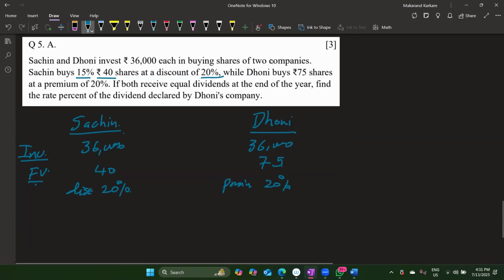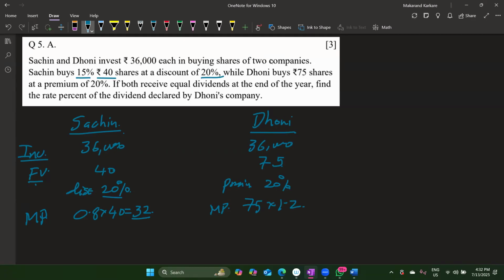So can we get the market price from that? Market price, 20% discount means 0.8 times 40. Right? And that's going to be 32 rupees. As far as Dhoni is concerned, premium is 20%. That means 75 into 1.2. And that's going to be 90 rupees.